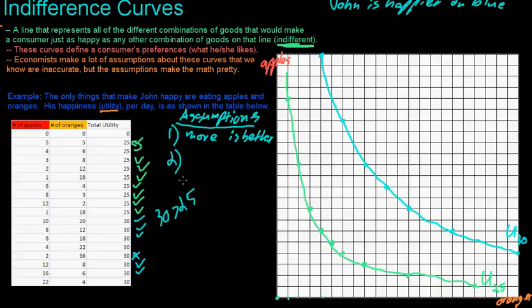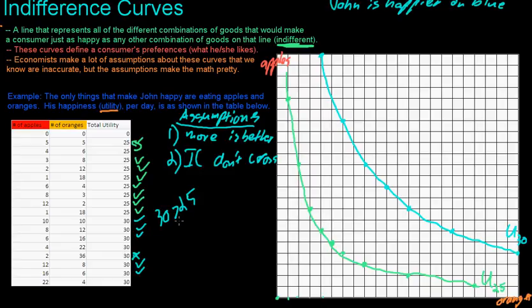Another one is that, the way of putting it graphically, indifference curves never intersect. And the way that is written out in English is that one combination of goods corresponds to one level of happiness. 5 apples and 5 oranges can't make John both 25 units of happiness and 30 units of happiness. So I'm just going to write that indifference curves don't cross.